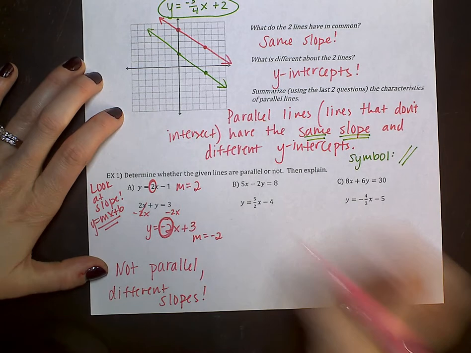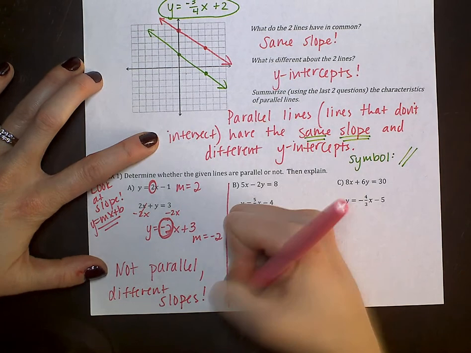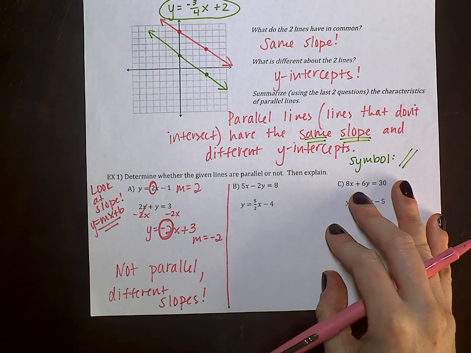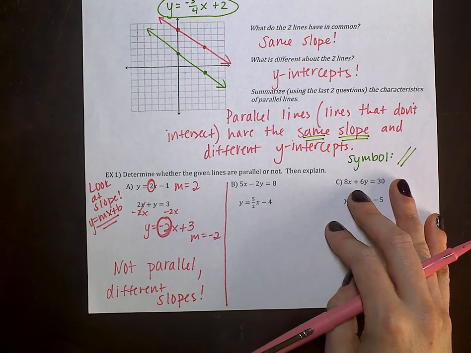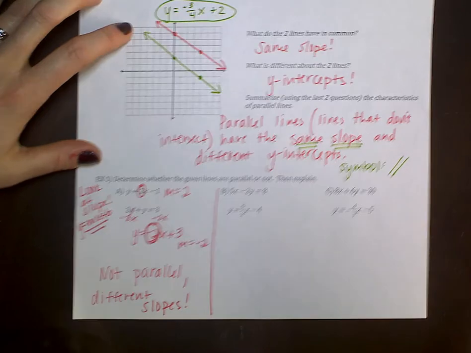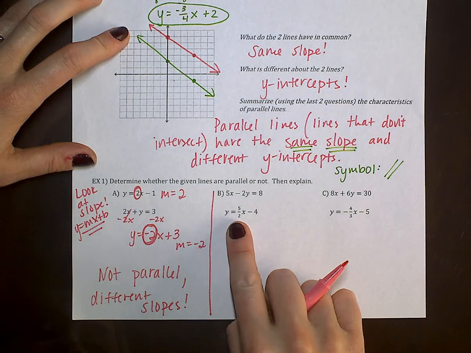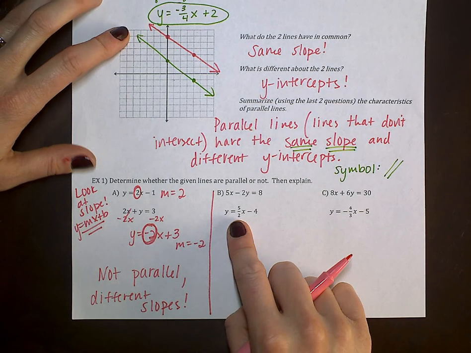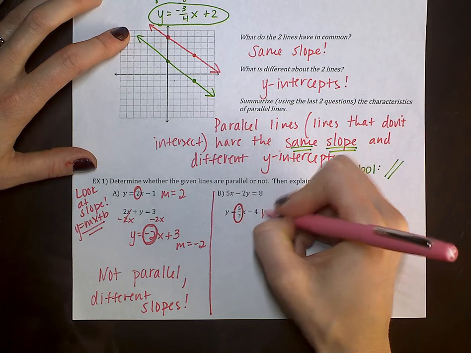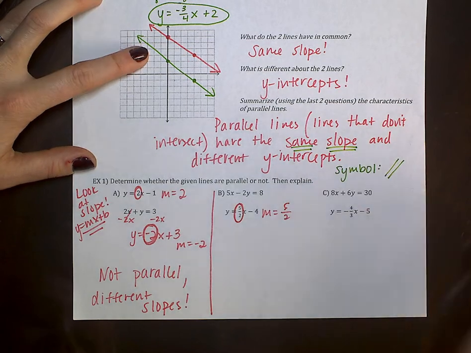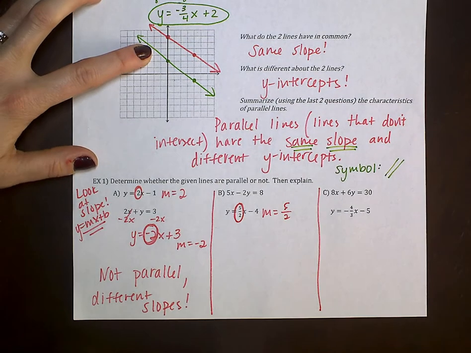If they have different slopes, they will eventually cross. It's only when we have the exact same slope and we're different lines that we're parallel. All right, so example B, the second line is easier to look at on this one. I can just look at this one and say, that's an mx plus b. The slope is 5 over 2.